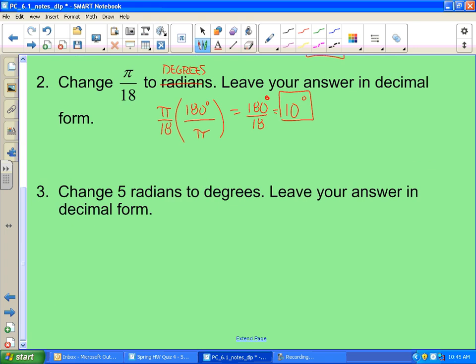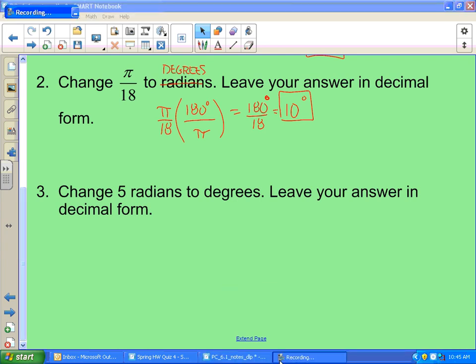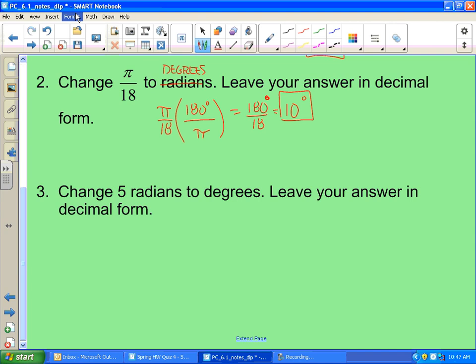Okay, last one. You guys should try that one. Now notice this one doesn't have a pi in it, so convert it. So 5 radians. Again, we're looking for the symbol, and I want degrees out of this. So I want 180 on top over pi. And then, yes, this is 900 over pi degrees, but we want to make it decimal. So we got, what was it again? 286.48. There you go.